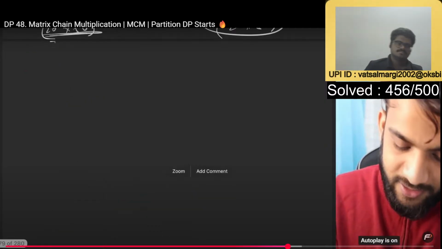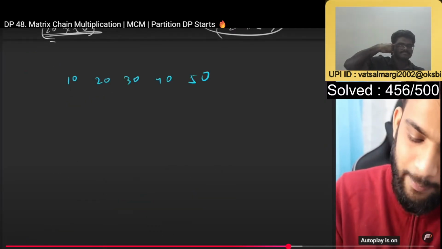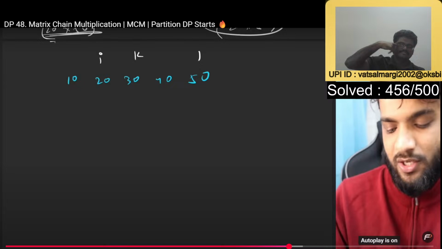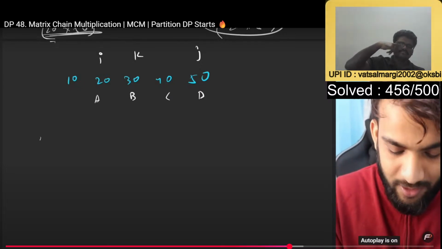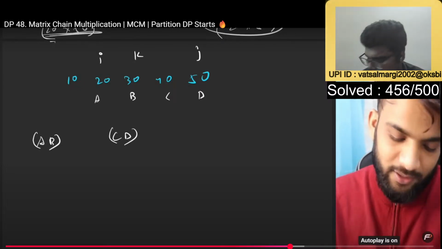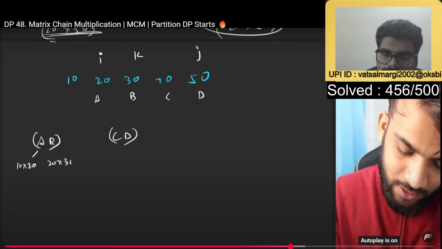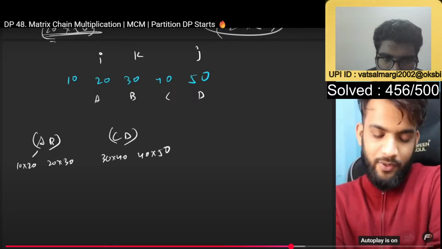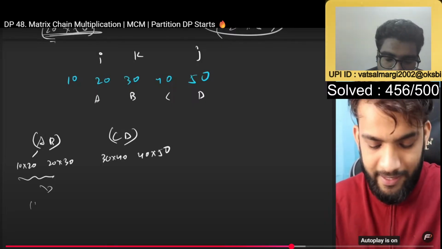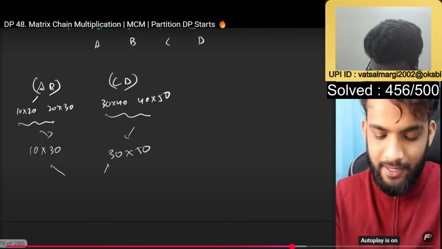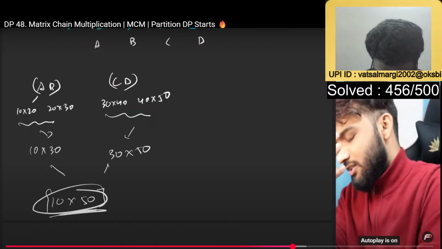So in order to understand the formula again, let's write the same thing: 10, 20, 30, 40, 50. Imagine I is here, and J is here. Imagine this is a starting point where I divide them into AB and CD. Something we know for sure is this is 10 cross 20, this is 20 cross 30, this is 30 cross 40, this is 40 cross 50. And we definitely know this is going to give me 10 cross 30, this is definitely going to give me 30 cross 50, and when I multiply them, I'll get 10 cross 50 as the resultant.